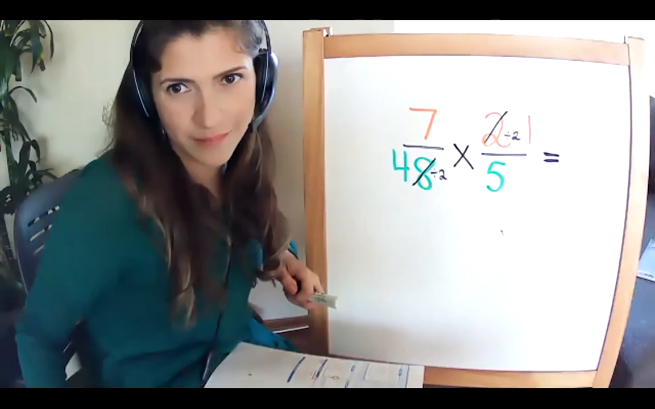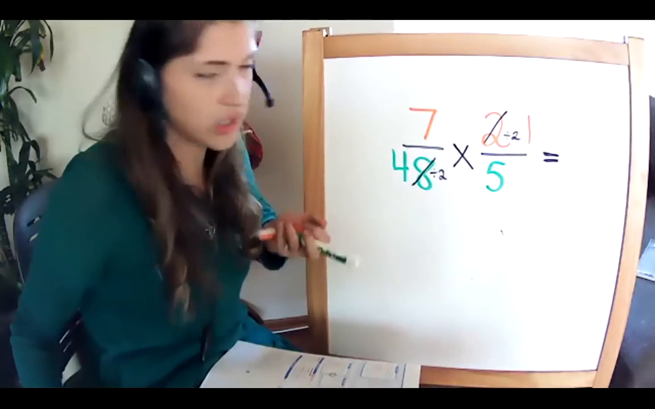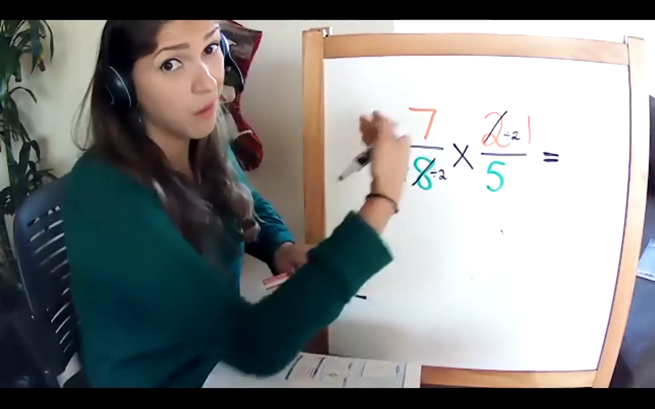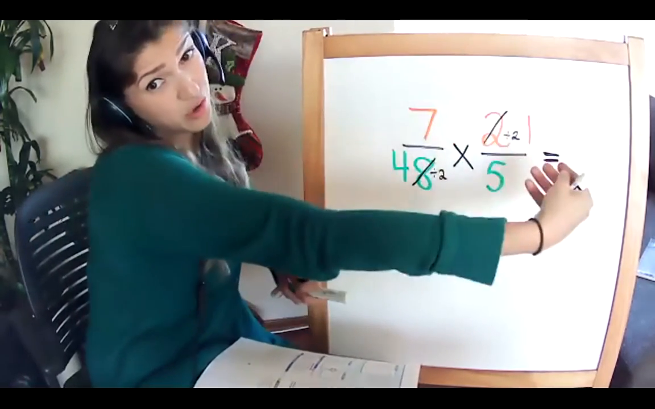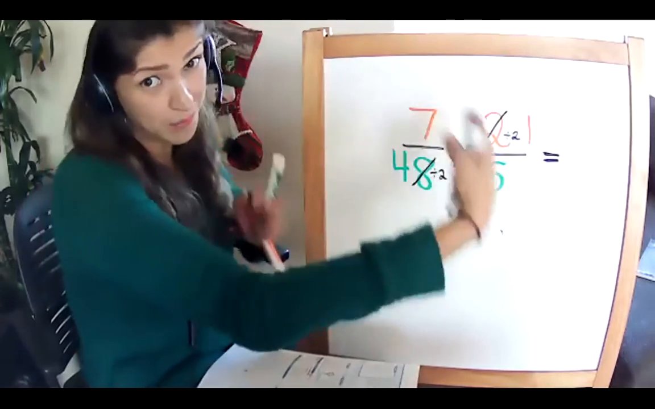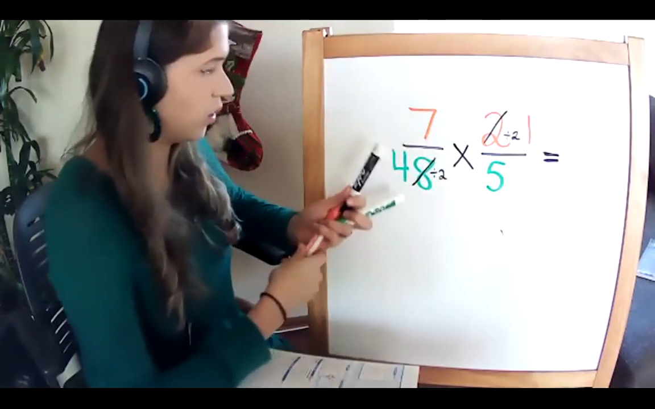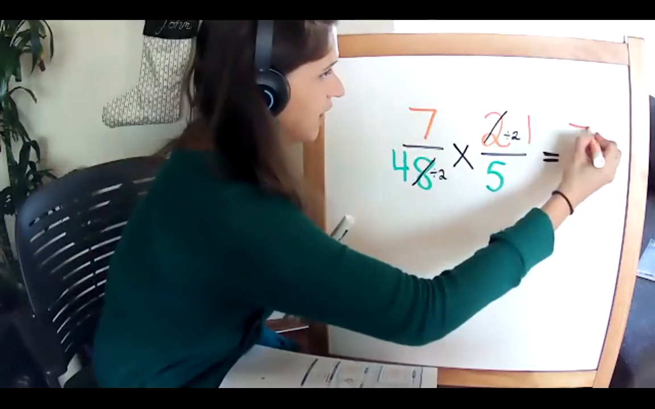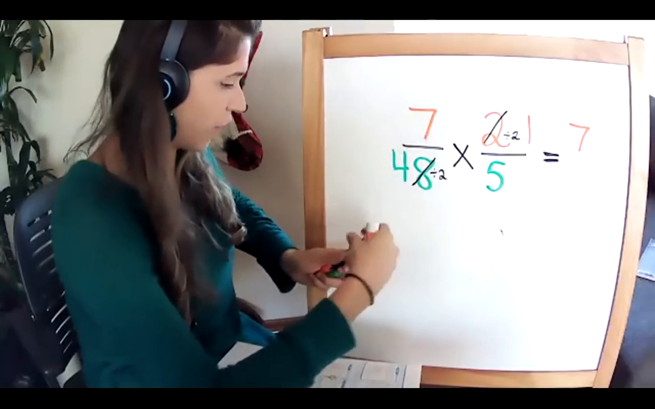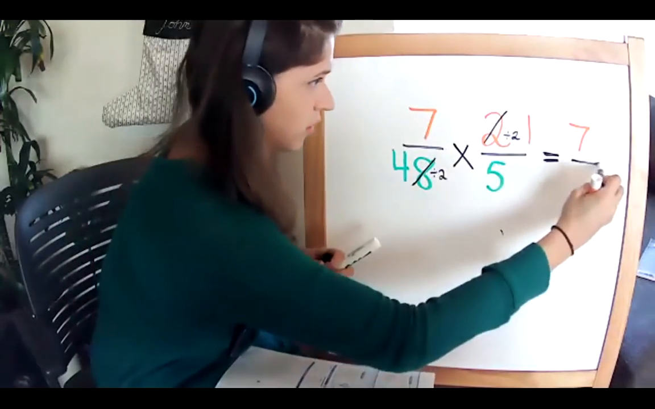No. So what's our next step? Multiply your numerator by your numerator, your denominator by your denominator. So let's do that. 7 times 1 equals 7. 4 times 5 equals 20.